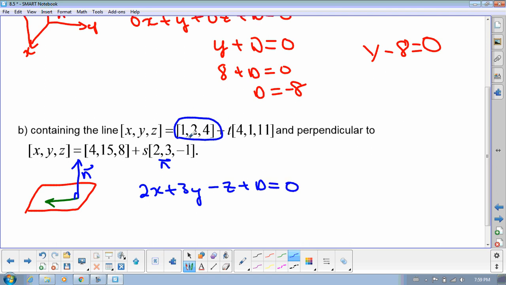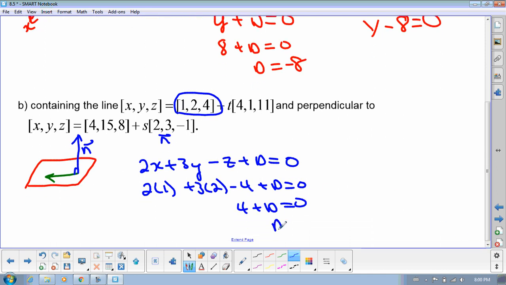I have to sub in a point, so that's the point that's on the line. So I have 2 multiplied by 1 plus 3 multiplied by 2 minus 4 plus D equals 0. So 2 plus 6 is 8, minus 4. So 4 plus D equals 0. D equals negative 4. So this equation is 2x plus 3y minus z minus 4 equals 0. A lot of these questions are very much about being able to take the information that's given to you and figure out how you can generate the normal.